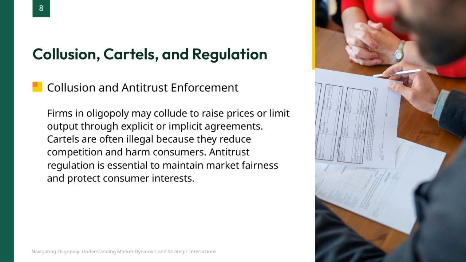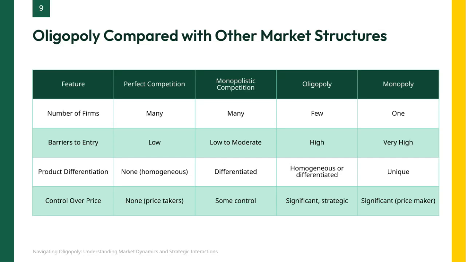Here we can see a comparison between oligopoly and other market structures like perfect competition, monopolistic competition, and monopoly. Starting with the number of firms, in an oligopoly there are only a few firms, which is quite different from perfect and monopolistic competition where many firms exist. Regarding barriers to entry, oligopolies have high barriers, making it difficult for new competitors to enter, whereas perfect competition has low barriers and monopolistic competition has low to moderate barriers.